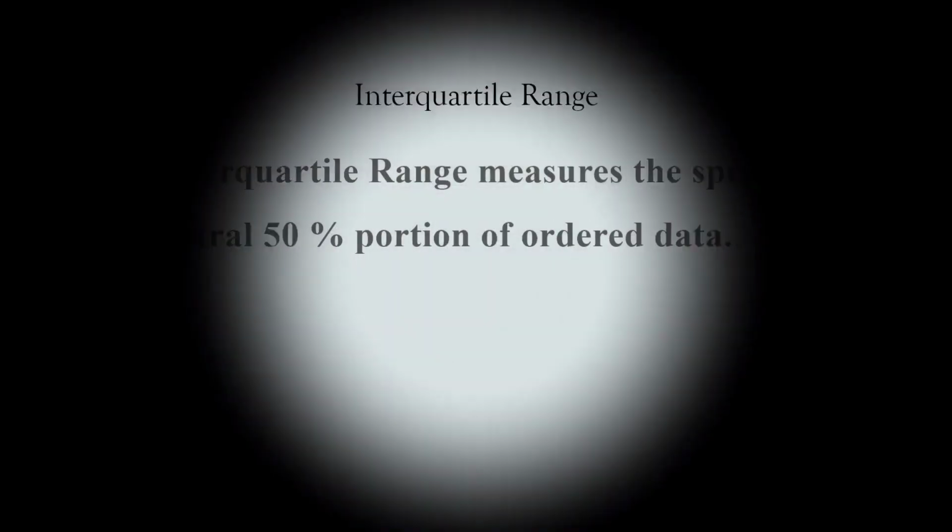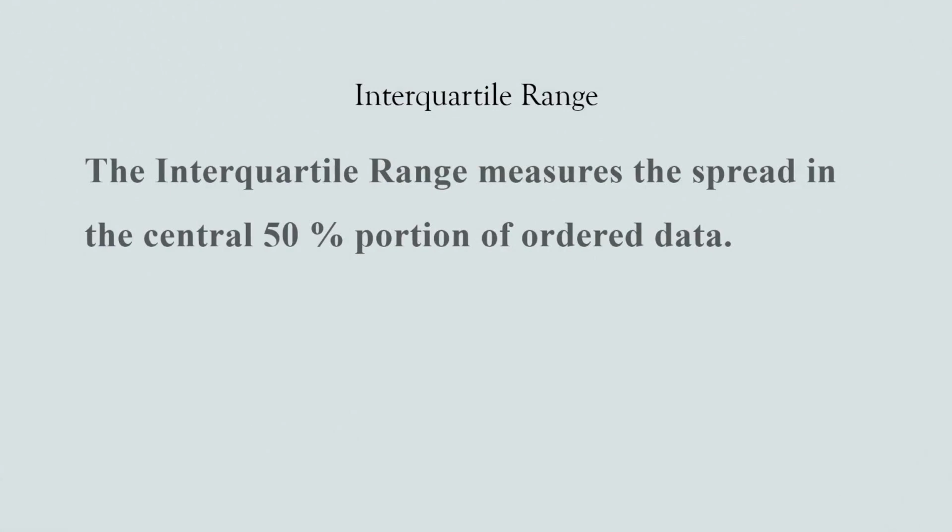Now, let's switch gears to the interquartile range, or IQR, which measures the spread of data around the median. To find the IQR, we first calculate the median of our dataset. Then, we find the median of the lower half of the data and the median of the upper half. The difference between these two medians gives us the IQR.